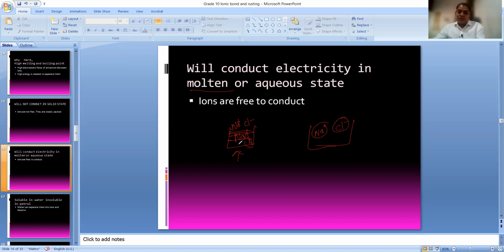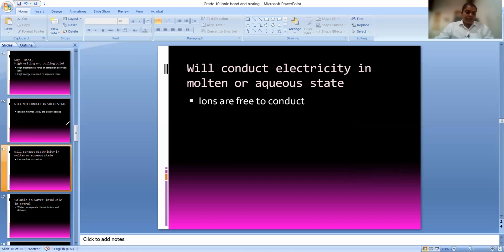Next, in this case Na+ and Cl-, that is the aqueous state. Aqueous state means water. Inside the water, if you are adding NaCl, that is called an aqueous solution of NaCl. This is molten: if you heat it and convert it into a liquid, then it is molten. Aqueous state means when you put NaCl in water, that is an aqueous solution of NaCl. There also it will split up into Na+ and Cl- ions. Being in solution, the ions will be free, and they can conduct electricity.